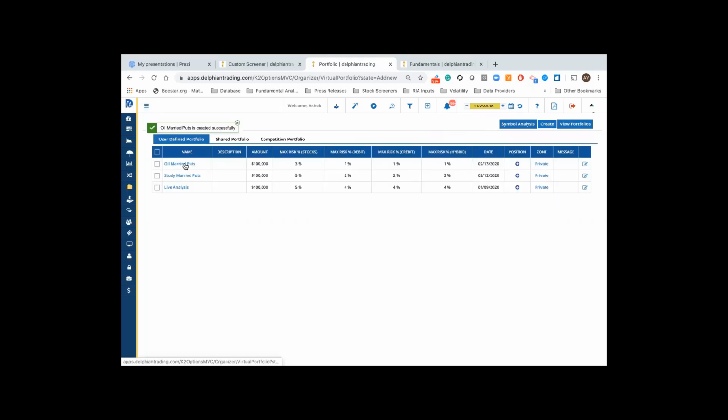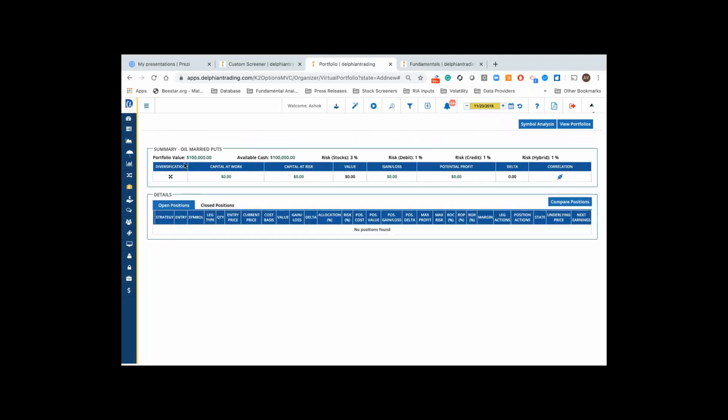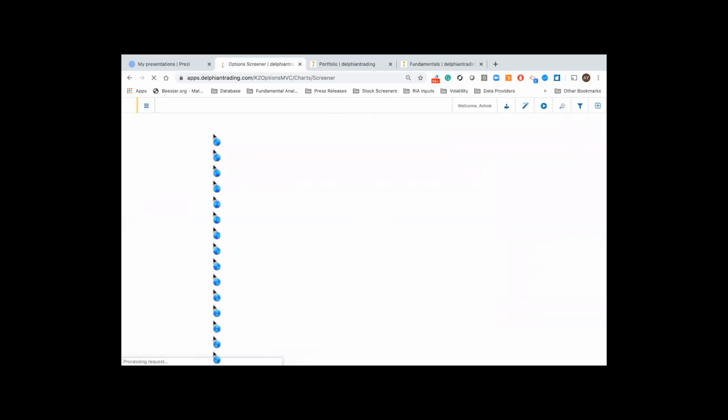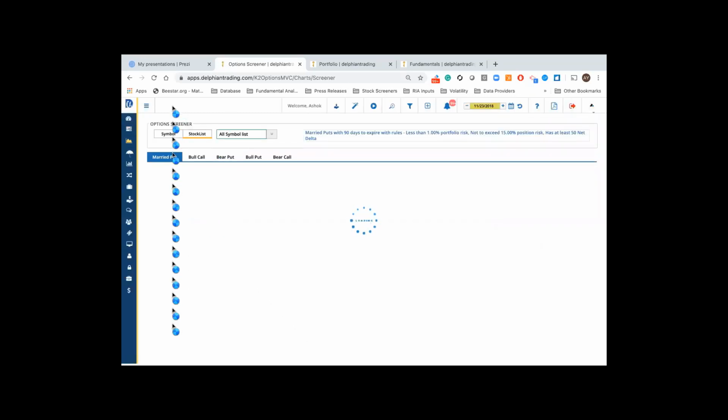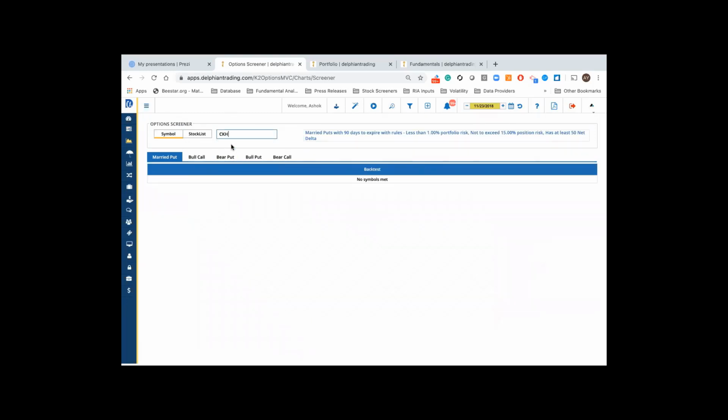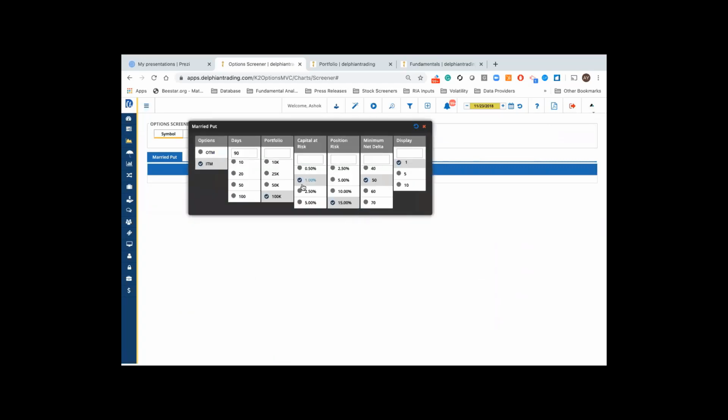So now I created a portfolio for married puts. Now I can, okay, here I am screening here, right? Okay. Now we know CKH is what we want to analyze. So here I go to this option screener. CKH, I type in the symbol. It's not allowing me to because my percentage could be much higher.